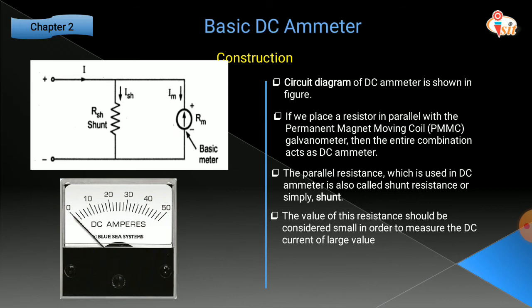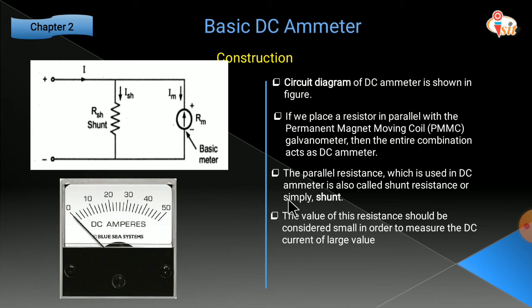I am again repeating the points of construction one by one. The figure shows the constructional details of a DC ammeter. Now the next point: if we place a resistor in parallel with the permanent magnet moving coil galvanometer, then the entire combination acts as a basic DC ammeter.